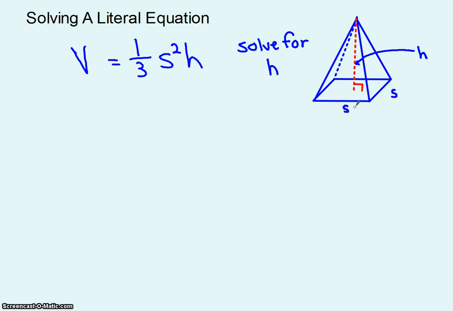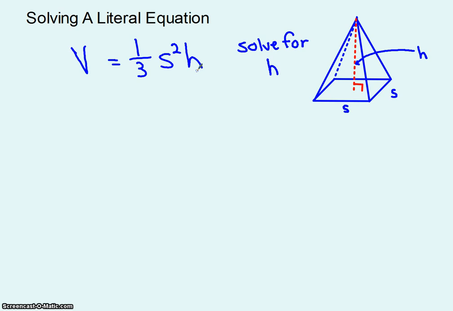So the formula says to get the volume, take the side length and square it, multiply by h, and then either divide it by 3 or multiply by 1/3. Either way, calculate a third of s squared times h. Well, we're now being asked to solve for h. How do we go about that? Well, look at how all of these things are being attached.